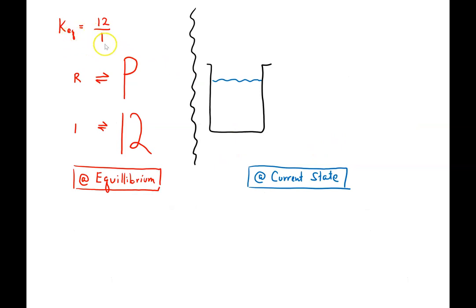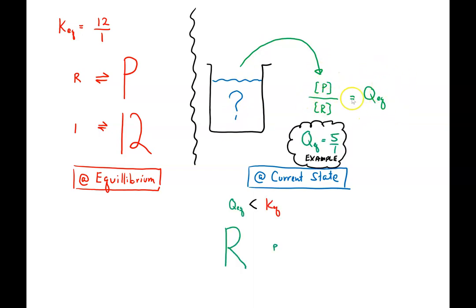So let's pretend we've got a chemical reaction where the KEQ value is 12. Because the numerator is greater than the denominator, that tells me that this reaction is product favored, so I should have more products than reactants at equilibrium. But what if this reaction is pretty slow? How will I know when I've reached equilibrium? Well, we take a sample of this, determine the concentration of the products, the concentration of the reactants, divide them, and we get QEQ. Now let's pretend our QEQ value is 5.